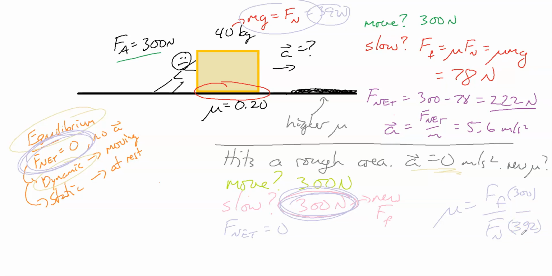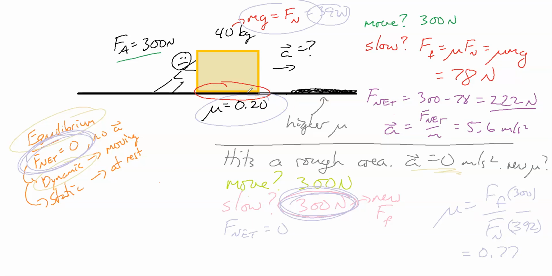So I'll just take the 300 and divide it by the 392, and I will have my new coefficient of friction. It's just the 300 divided by 392, and we're looking around 0.77. Now there are no units because it's a force divided by force, so the units cancel out. It's just a ratio of the two forces. Our initial coefficient was 0.2. That's what we had at the beginning of the question.